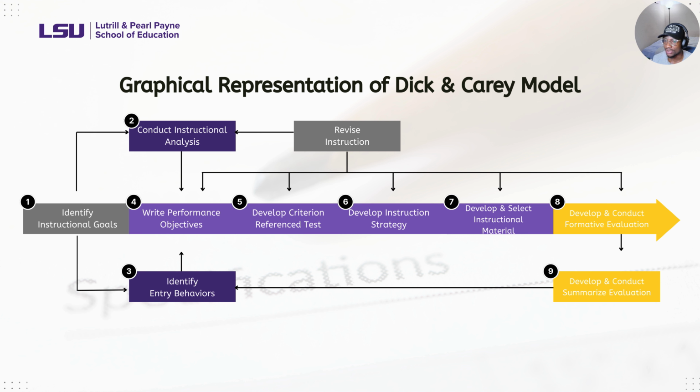So in the course of instruction, students or children are evaluated or assessed, and then at the end of the instruction, they are assessed too. So it goes from identifying instructional goals to developing and conducting summative evaluation. And of course, there is a revision of instruction in the course of every stage of instruction.